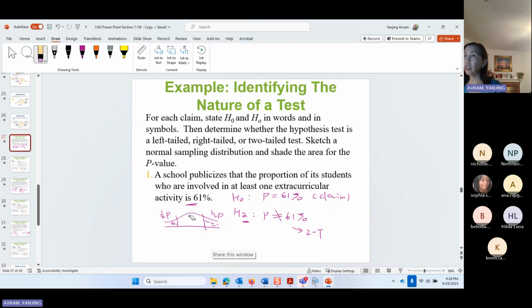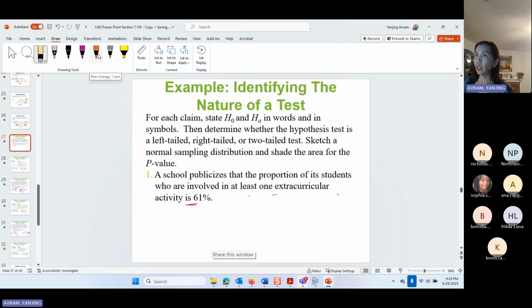Okay, so let's go ahead and look at this one right here. We're gonna put everything together in this case. Identify the left tail or right tail, and then we're gonna write down the null and alternative hypothesis. A school publicized that the proportion of the students involved in at least one extracurricular activity is 61%. Remember, we write down the null and alternative hypothesis. The proportion, so I'm using p, is 0.61.